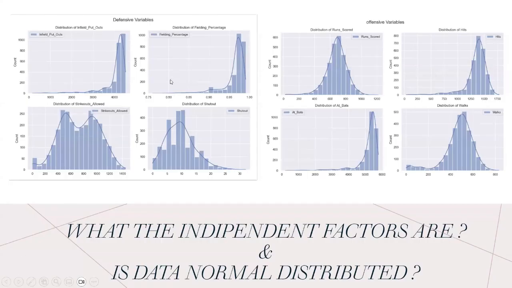As Isa already explained, what kind of variables we are going with for the offensive ones and for the defensive ones. Here we will see how the data is distributed for all those independent variables. For runs scored and walks, we clearly see that the data is normally distributed. However, fielding putouts, fielding percentage, hits, and at bats show negative trends. On the other side, shutouts show positive trends.